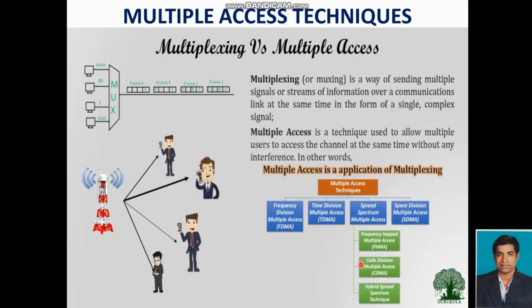Multiple access techniques. Here, multiplexing versus multiple access. Multiplexing is a way of sending multiple signals or streams of information over a communications link at the same time in the form of a single complex signal. Multiple access is a technique used to allow multiple users to access the channel at the same time without any interference. In other words, multiple access is an application of multiplexing.